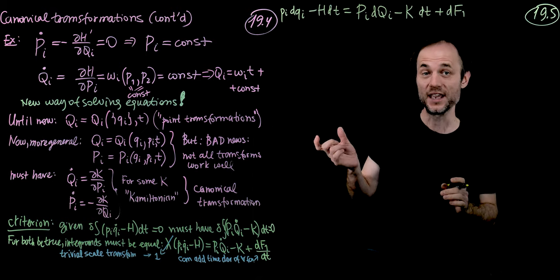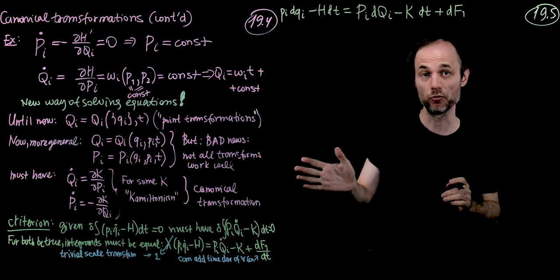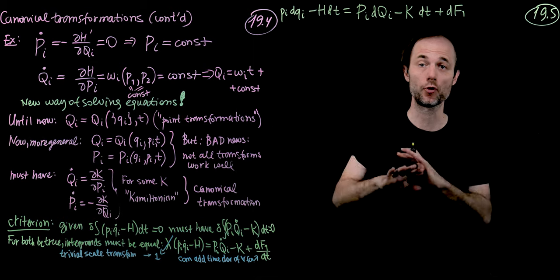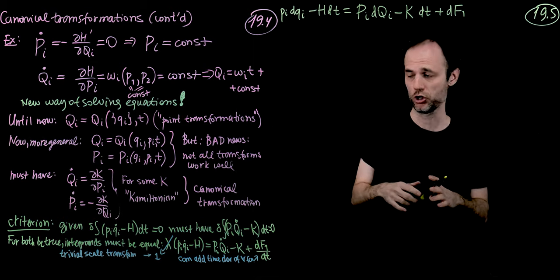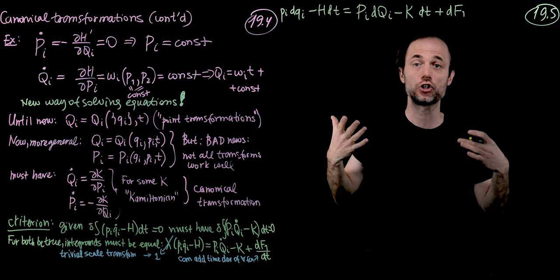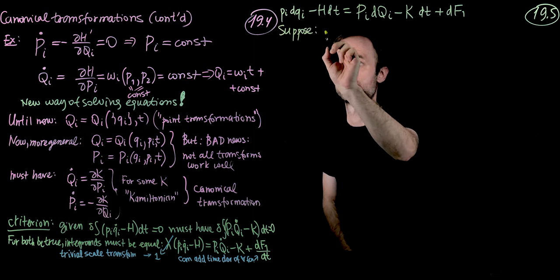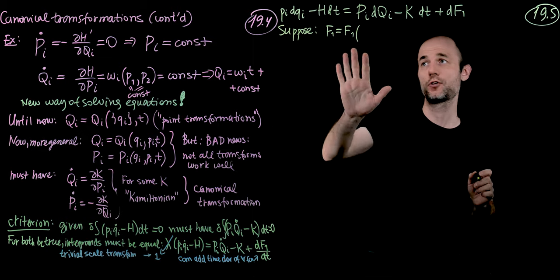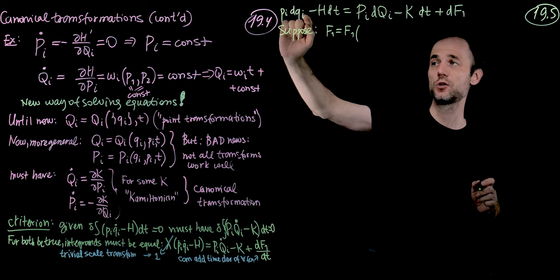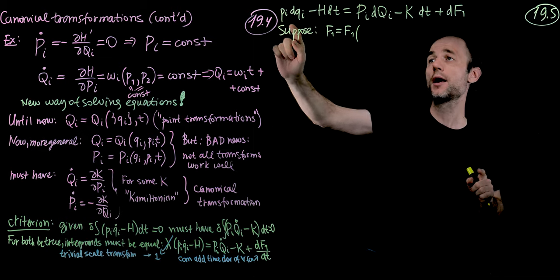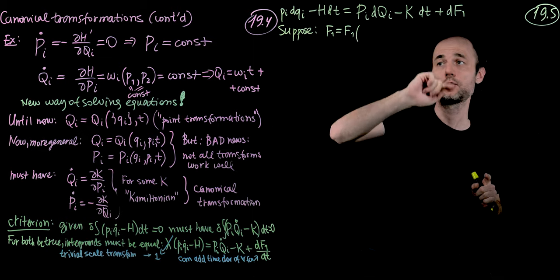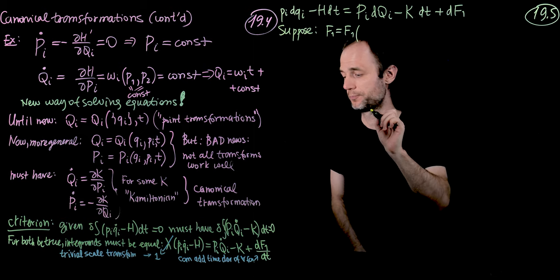So what we've done, we have simply multiplied that relation by dt. And we have been able to get rid of all the derivatives in favor of the differentials. And now, let us suppose that F1 is a function of some variables. So which variables is it a function of? See, it has a bunch of differentials. So it's a function of little qi and big Qi, and also of the time.